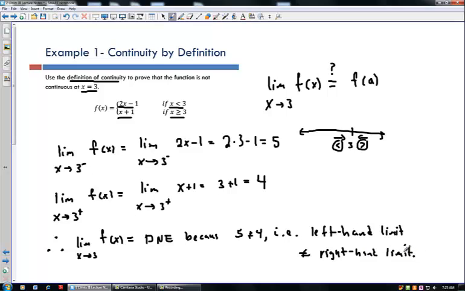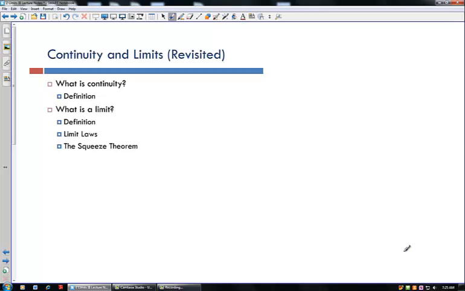Right, so that's how you prove something is not continuous in all its definitional glory. Okay, so to understand continuity, you have to understand limits. So what is a limit? Again, I talked about this intuitively. It's sort of like you're looking from the left, you're looking from the right, you're going to see what happens.